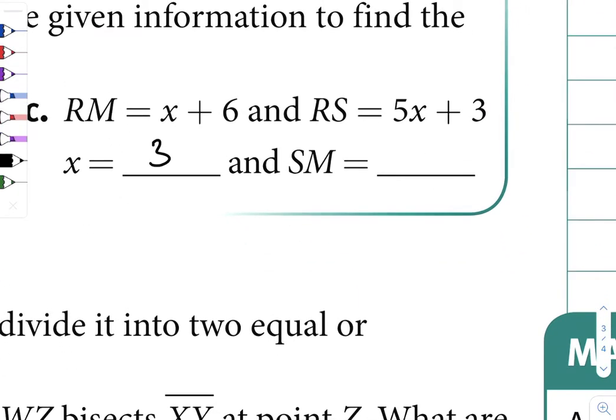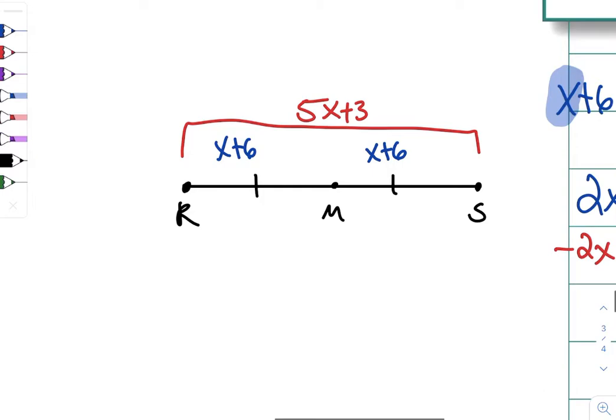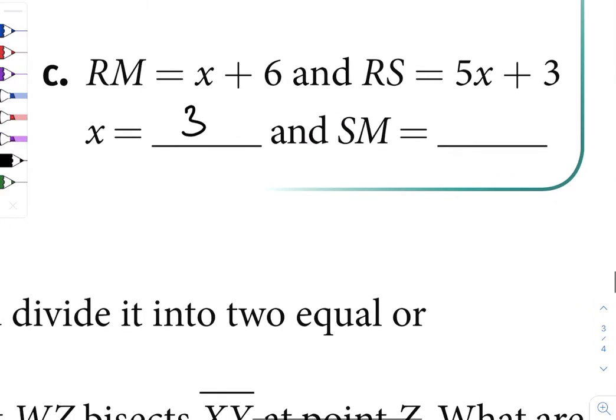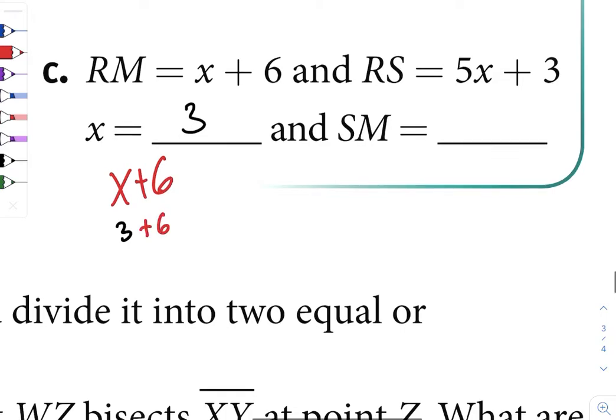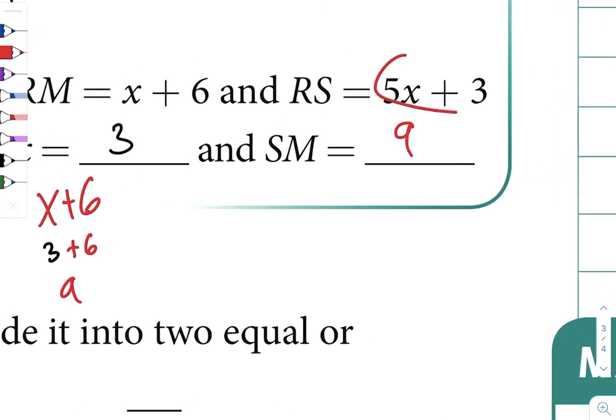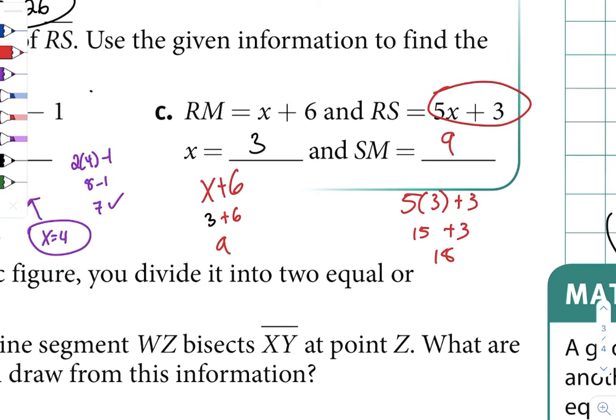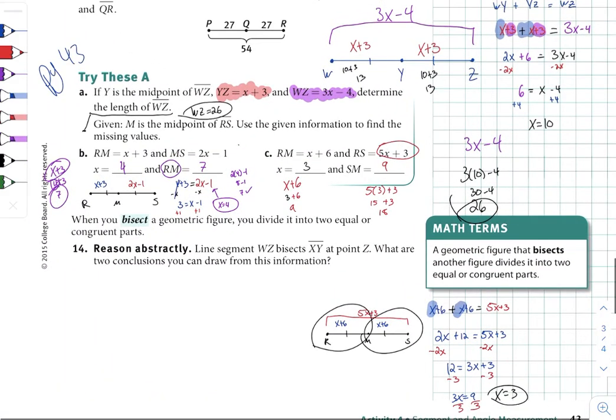And then they want to know SM. So SM we know is the same as RM, which is x plus 6. So I can go ahead and do x plus 6, but now I'll throw in x is 3. So I'm sorry, that should be 6, not 3. x plus 6, x is 3, so 3 plus 6 is 9. And I can double check. If half is 9, then the whole thing should be 18. So 5 times 3 plus 3 is 15 plus 3 is 18. So it did work out that SM was half of what the whole thing should be. So that was just a little check there.